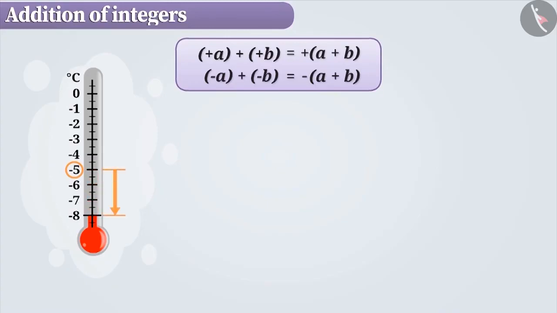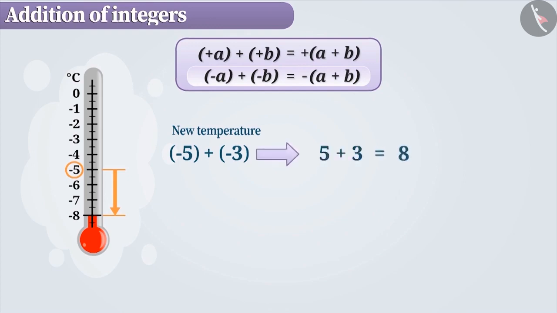Similarly, if the temperature is -5 degrees centigrade and there is a change of -3 degrees centigrade in the temperature, then the new temperature can be found by finding the value of -5 + -3. Here, we are adding two negative integers having the same sign. Therefore, in this case also, we will add them without a sign. Later, the minus sign is included in the result 8. That is, it is expressed as -8.